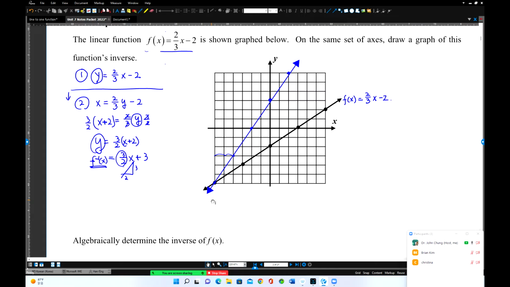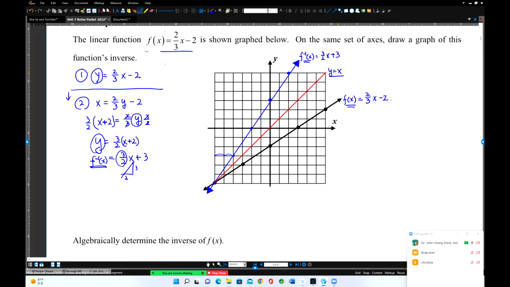Can you see something between these two graphs? These two graphs are exactly symmetric about the line y equals x. I'm going to draw the line y equals x here. This is the original, y equals 2/3 x minus 2, and the inverse is f inverse of x equals 3/2 x plus 3. The inverse is symmetrical with the original across this line.